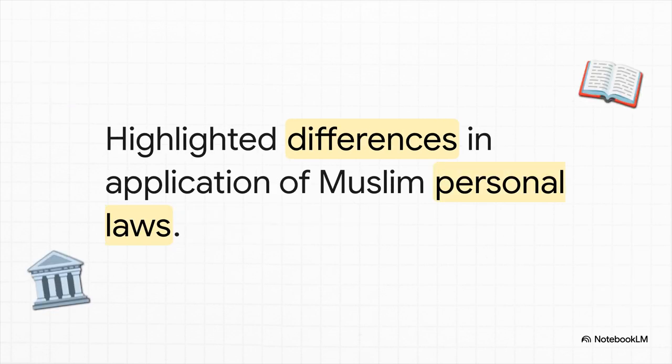Second case, Muhammad Hanif v. State of Bihar. Highlighted differences in application of Muslim personal laws. Expanding on this, the brief facts here involved a major challenge to state legislation banning cow slaughter, which was argued under Article 25, Freedom of Religion.